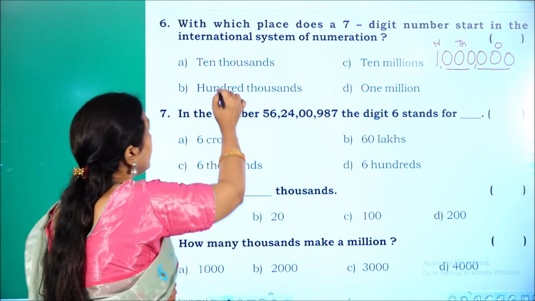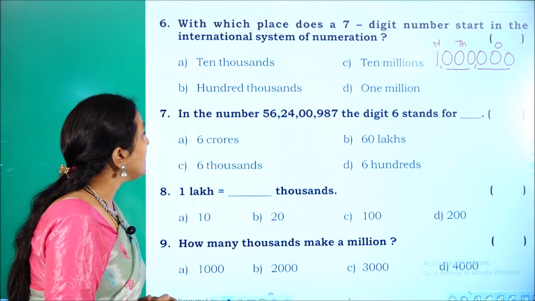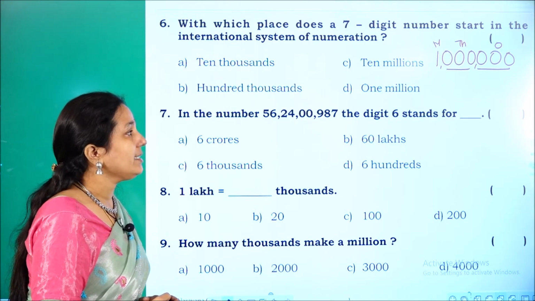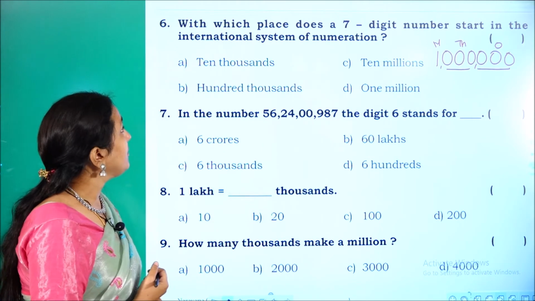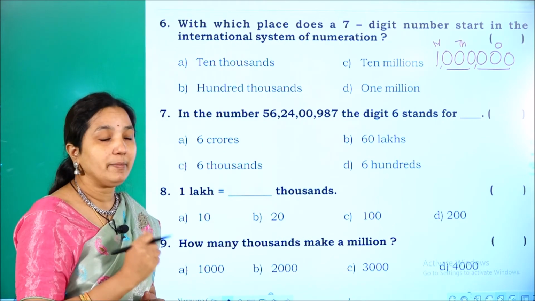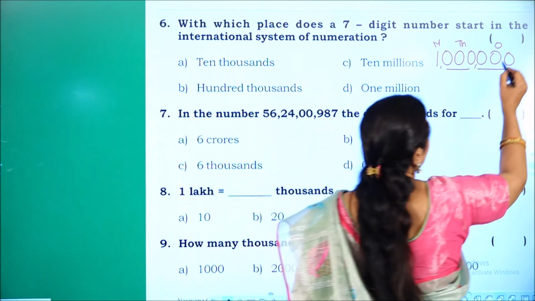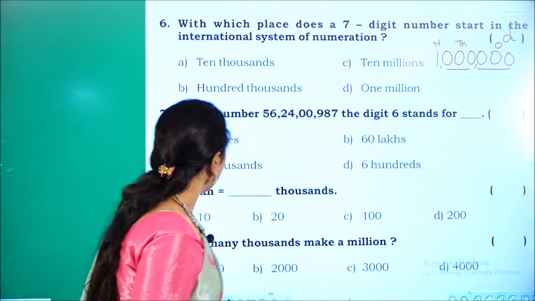So here, what are the given options? Option A is 10,000, option B is 100,000, option C is 10 millions, option D is 1 million. So with which place does a 7-digit number start here? 1 million. What is the required option? Option D. Coming to next one.